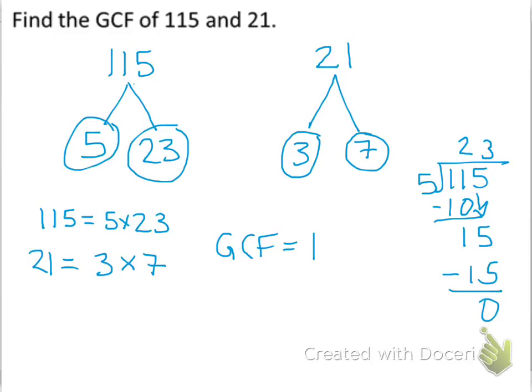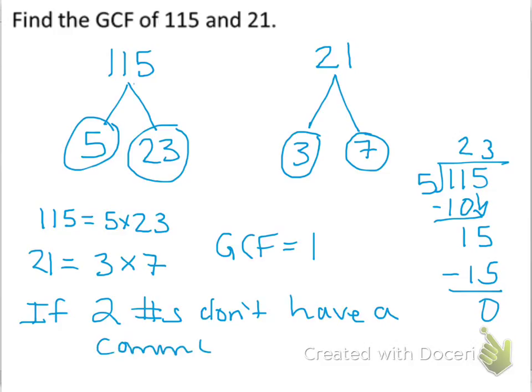Can you write this down, please? If two numbers don't have a common factor, their GCF is equal to 1. I have to write the 1 over there because there's something blocking me. So if any two numbers don't have a common factor when you use their factor trees, their GCF is always 1.